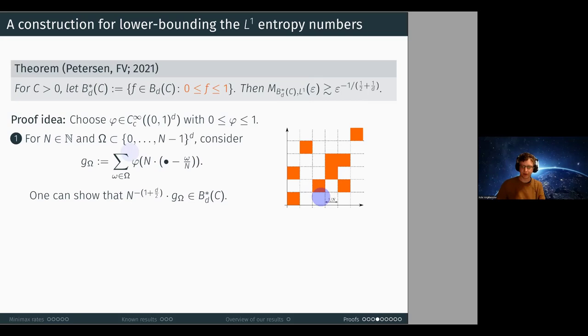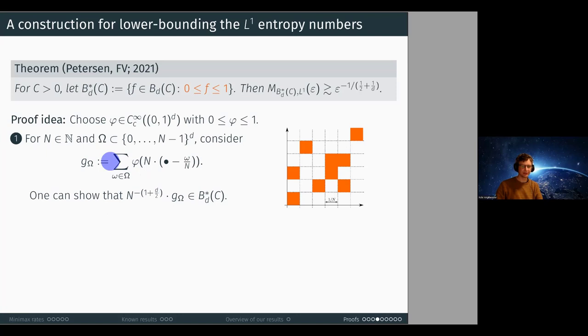And what you then can consider is, for a given subset of all possible cubes with side lengths 1 over n that fit into the unit cube, you take the sum over all shifted versions of these scaled versions of phi, so they will be supported in some subset looking like this. And one can then show, it's not quite trivial, but one can do it, that if you scale this weird sum here by n to the minus 1 plus d over 2, then this will actually belong to the Barron class once the constant c is big enough. And okay, you can put a small factor in front if your c is not large enough.